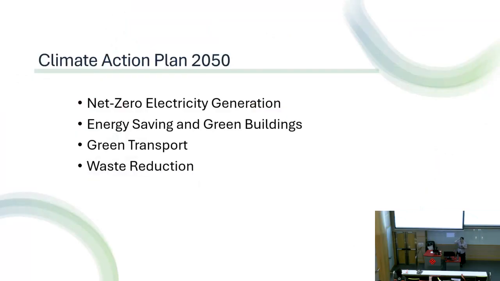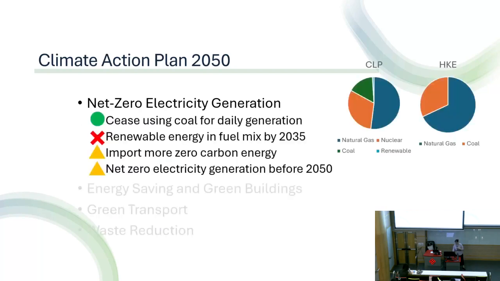I'm not sure if you've actually looked at the plan right now, but these are the four major strategic areas that the Hong Kong government has been looking towards. Net zero electricity generation, so from renewable sources. New energy saving and green buildings, where a lot of the master planning focuses on how to have energy efficiency. Green transport, an upcoming topic, and I'm sure you've already heard about the new hydrogen buses. Waste reduction, another controversial topic because of the waste fees.